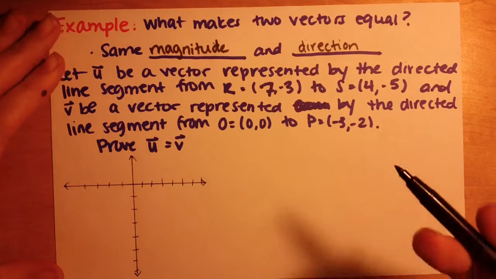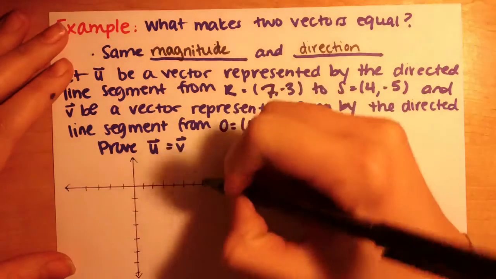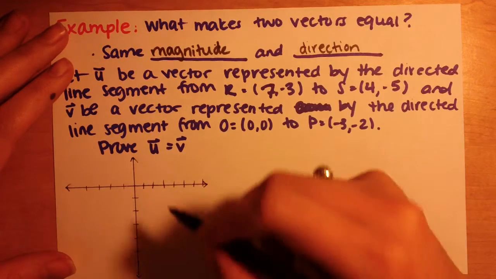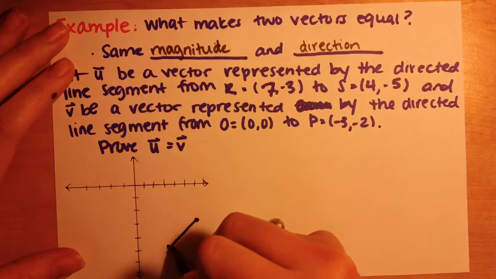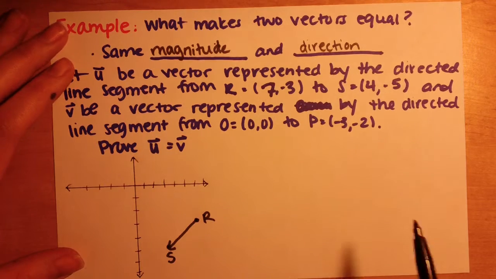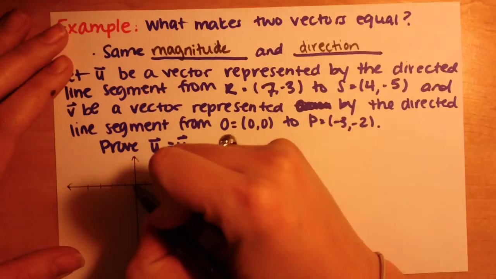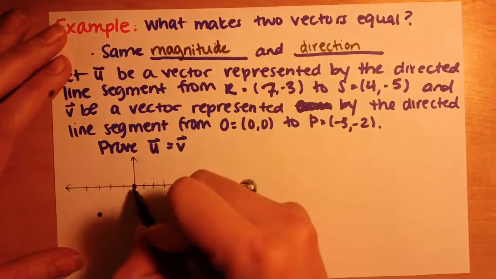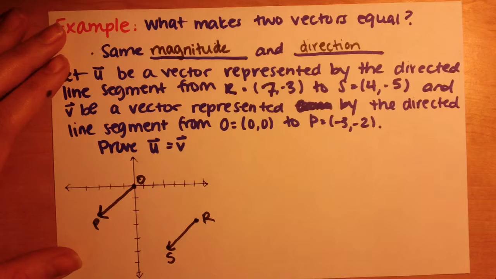So we'll start by graphing the points. R is (7, -3), so 1, 2, 3, 4, 5, 6, 7, and then down 3. And it goes to (4, -5). The initial point is R, and its terminal point is S. And we want to prove that it's the same as the segment from O, which is at the origin, to P, which is (-3, -2). So its initial point is the origin, and its terminal point is (-3, -2).